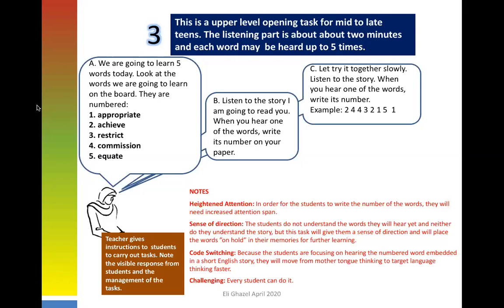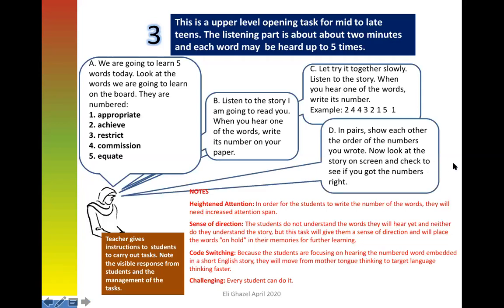And always at the end, we ask the students, in pairs, show each other the order of the numbers you wrote. Now look at the story on the screen and check. Notice I did not give them the answers. I didn't say, here is the sequence of the numbers. I said, here is the story that you just read in print on the slide.